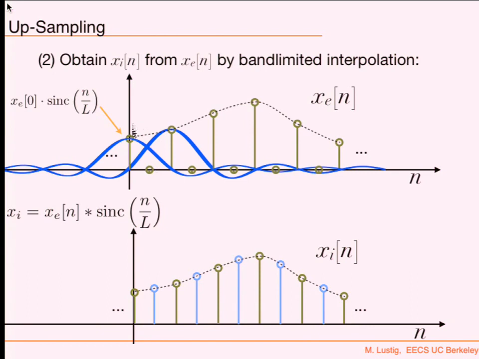What we need to do is just evaluate the value over here and over here and over here and over here, and that's it. It's as if I did something continuous and immediately sampled it. So very simple. What I really do is a convolution of x sub e with sinc of n over L, which is the evaluation of the sinc. When I do that, I get samples in between. Now I've interpolated my signal.